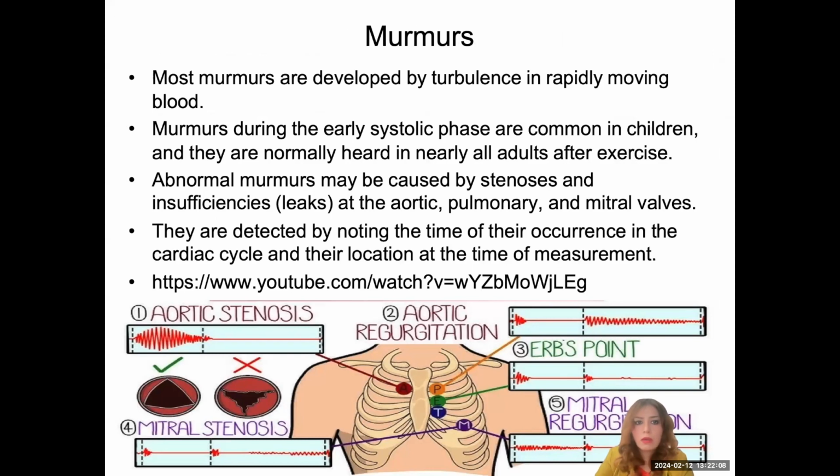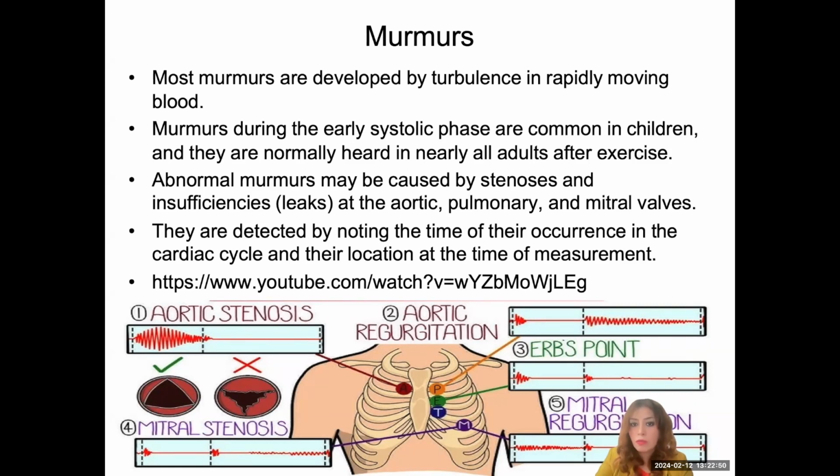Yes, let's go on with the murmurs again. Most murmurs are developed by turbulence in rapidly moving blood. Murmurs during the early systolic phase are common in children, and they are normally heard in nearly all adults after exercise. The abnormal murmurs may be caused by stenosis and insufficiencies, some leaks at the aortic, pulmonary, and mitral valves. They are detected by noting the time of their occurrence in the cardiac cycle and their location at the time of measurement.